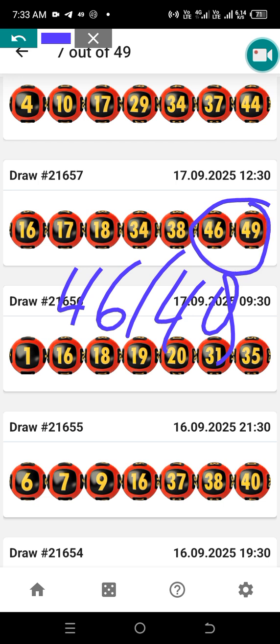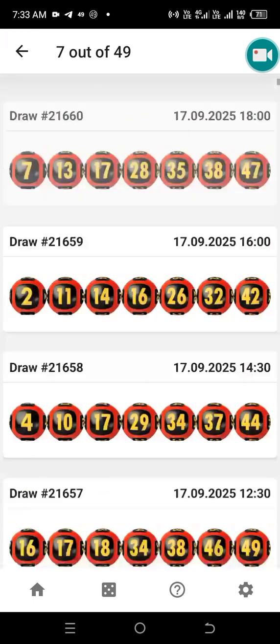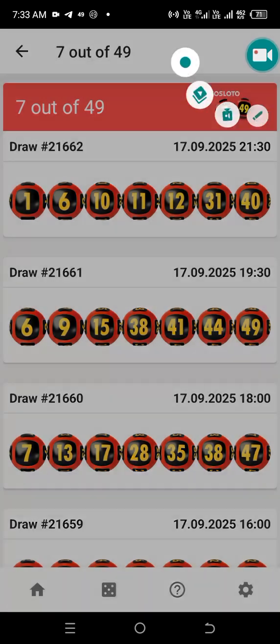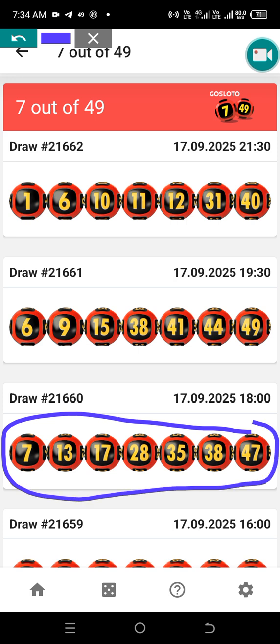So the number we didn't get was 38 here, right? So how do you see the code now? So let's go to the last draw, guys. So let's go to the last one. This is the code I wanted to show you. So we have 70, 80, 85.